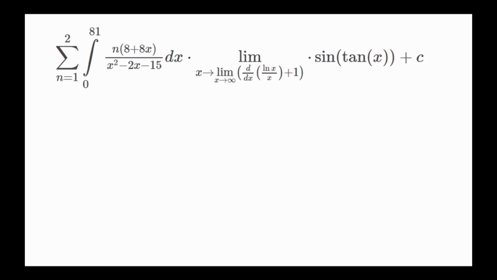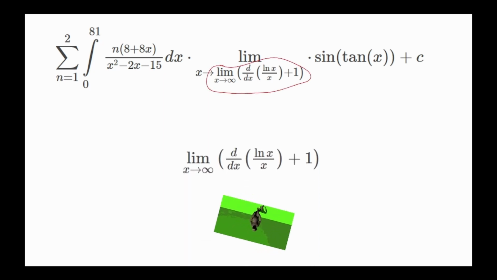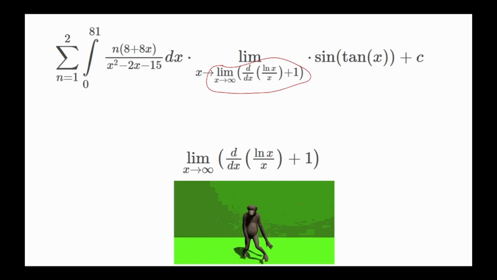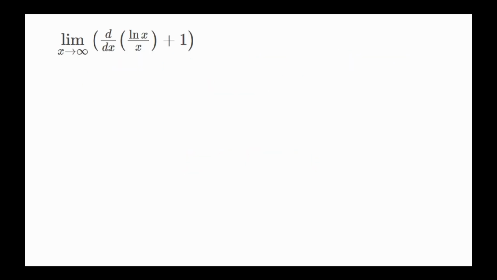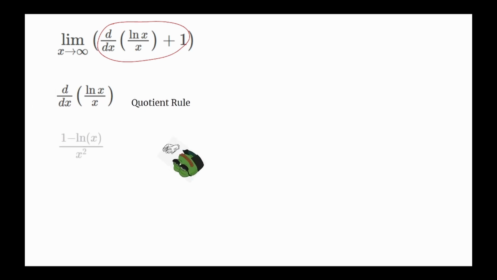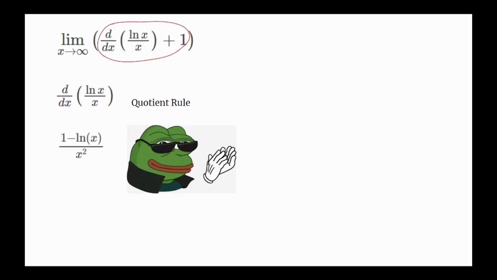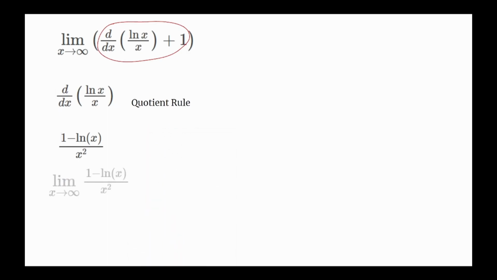Now our original question simplifies to this. So we'll focus on this limit first, right over here. I mean, it looks pretty easy, so let's get into it. We'll do the derivative first. So it looks pretty easy. We'll just do quotient rule, easy clap, there's our derivative, and now we plug it back into the limit.